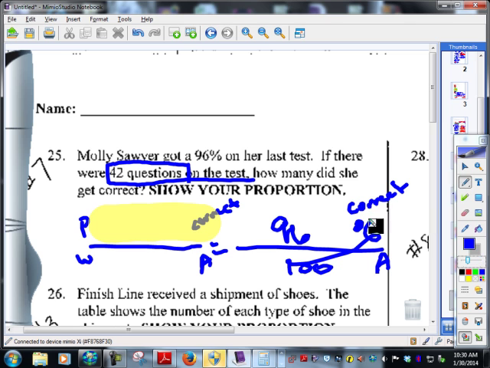So what are they giving us? The whole. That's 42 total questions. If you got a 42 out of 42, wouldn't that be 100%? Right. Well, we know she didn't get 100%, so this number's got to be less. What is the answer here? I got 40. Is that right? I got 40.32. Yeah. I will accept 40.32. I will also just accept 40 or 40.3.